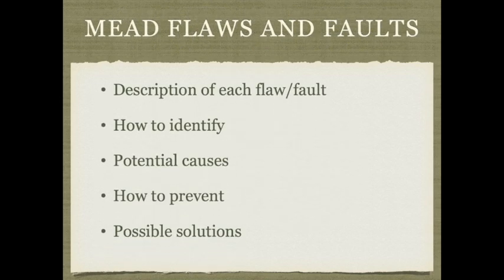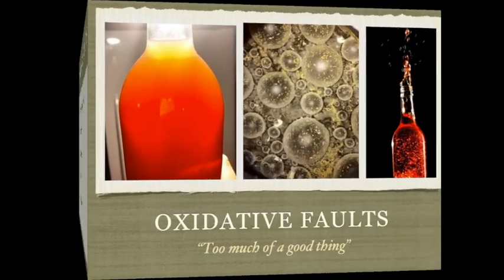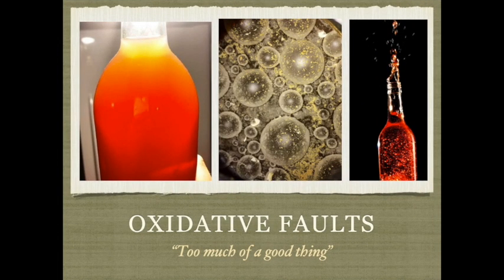Well, I'm going to go through each category, describe each flaw, how to identify it, what the cause might be, how to prevent it, and then what possible solutions there might be, if any, available to address it if it happens. Well, let's start with oxidative faults. Too much of a good thing.